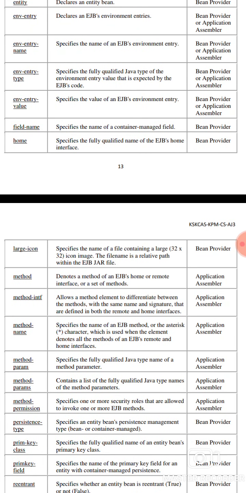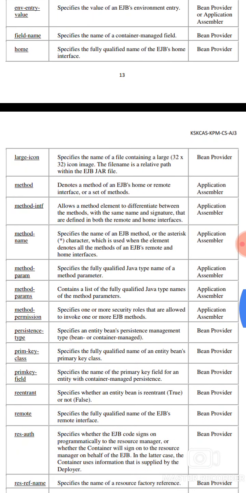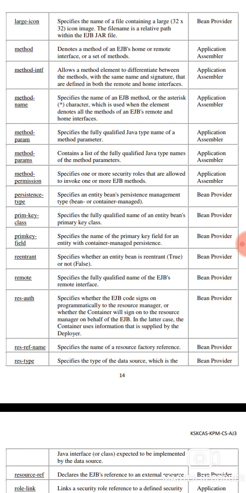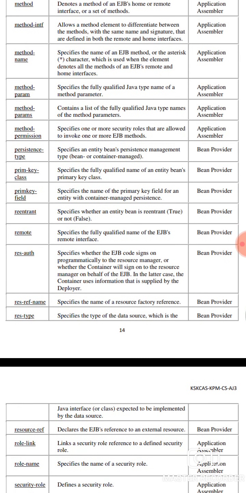Env entry value is the EJB environment entry value. EJB role: bean provider or application assembler. Then the large icon: specify the name of the file containing the icon. EJB role: bean provider. Method: describe the EJB name, home or remote interfaces. EJB role: application assembler. Method name: specifies an EJB method or the asterisk character.